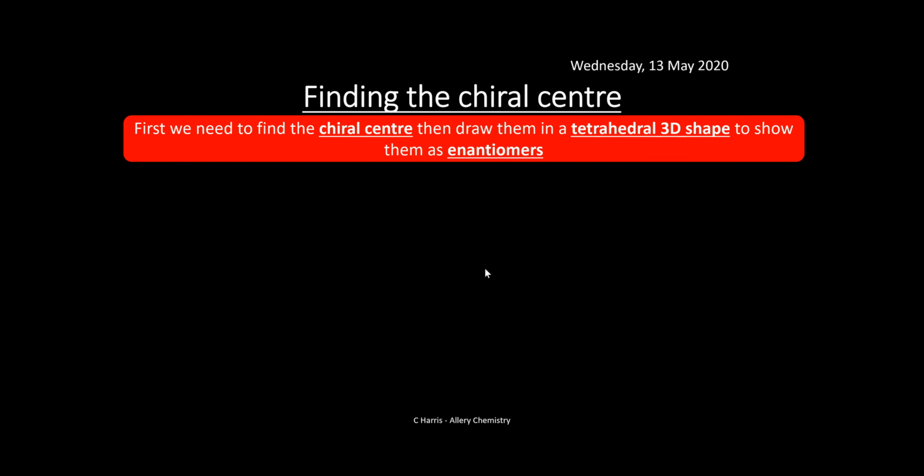Okay. So what we need to be able to do is find the chiral center. We've got to draw them in a tetrahedral 3D shape, and we need to show them as enantiomers. So that's the first thing that we need to do. You might be asked to do this in your exam, in terms of finding the chiral center, but also drawing the 3D shape. So make sure you're familiar with 3D shapes and drawing them. You would have seen that in year 1 chemistry when you looked at 3-dimensional molecules.